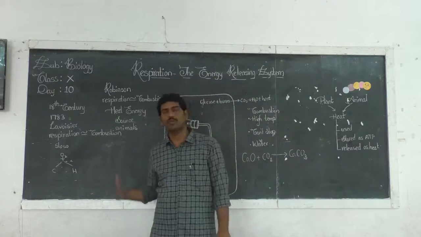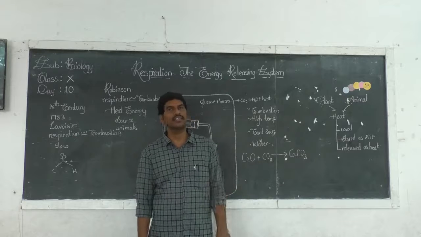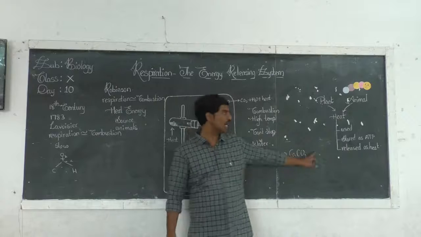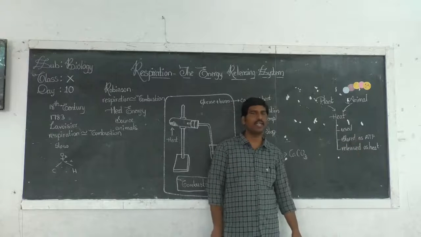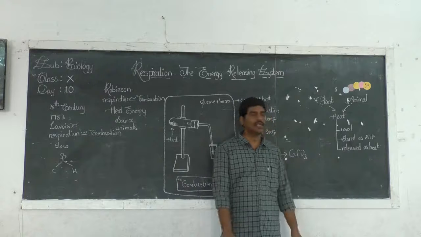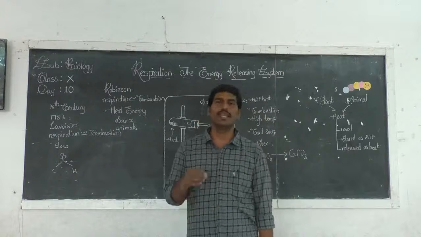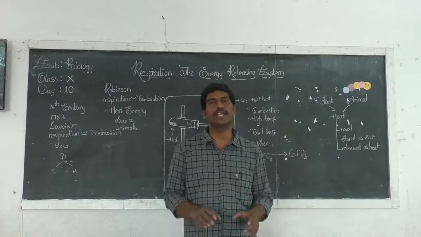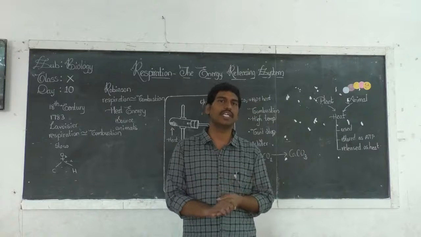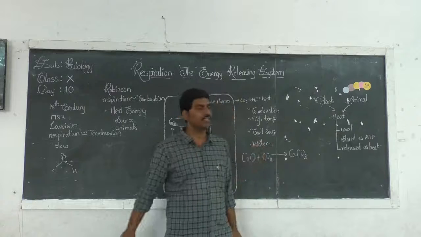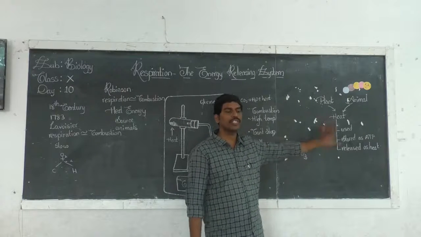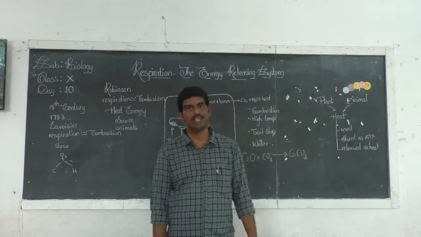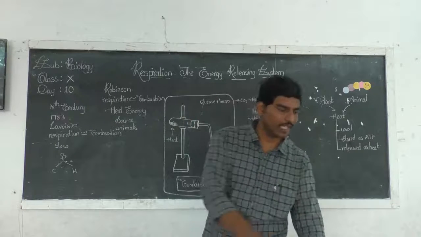As I told you, one of the differences is that the energy produced during respiration is stored as ATP for future purposes. Some amount of energy is released in the form of heat, and this energy is utilized to maintain our body temperature. Like this, the heat energy is evolved, and the heat produced is utilized for various purposes by the organisms.